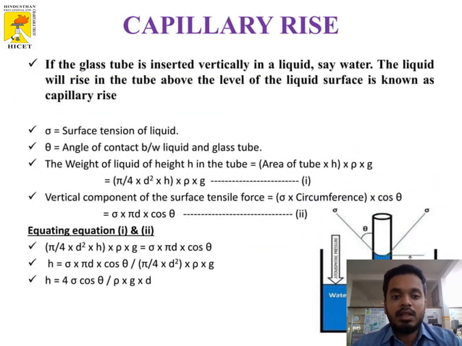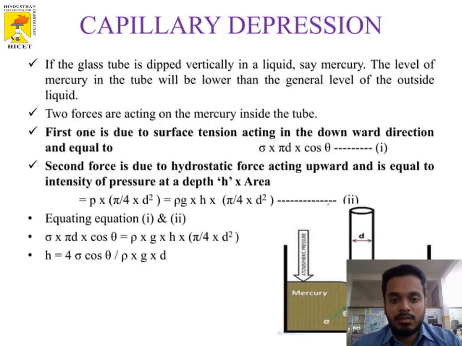Next is capillary rise. If a glass tube is inserted vertically in a liquid, say water, the liquid will rise in the tube above the level of the liquid surface. This is known as capillary rise. Then capillary depression or capillary fall. If the glass tube is dipped vertically in a liquid, say mercury, the level of mercury in the tube will be lower than the general level of the outside liquid. These are the two forces acting on the mercury inside the tube. First one is due to surface tension acting in the downward direction. And the second one is due to hydrostatic force acting upward, and is equal to the intensity of pressure at a depth.